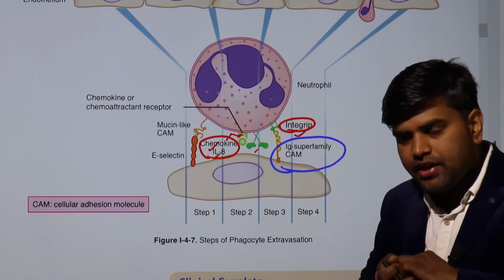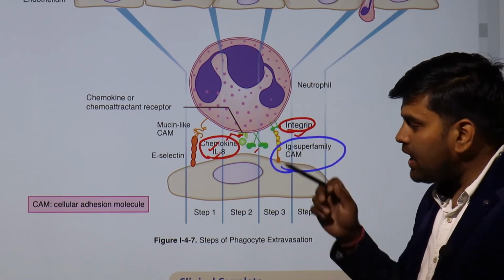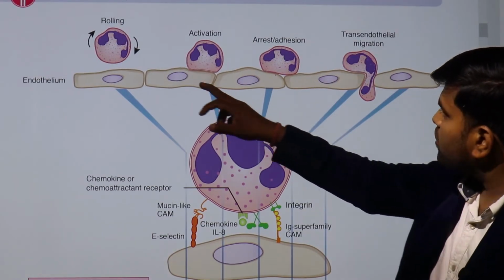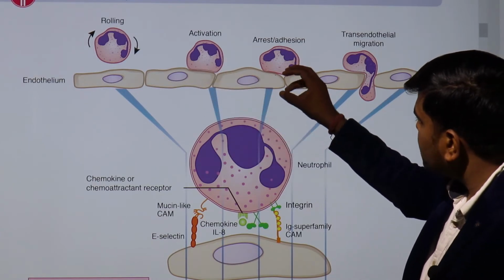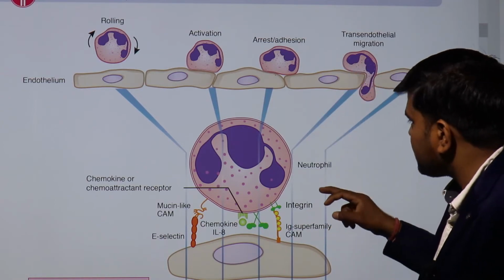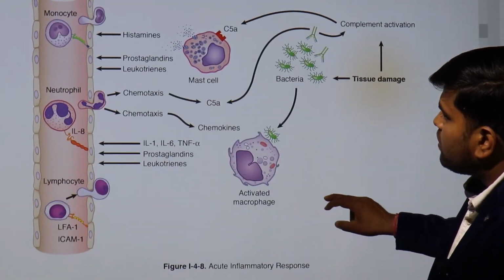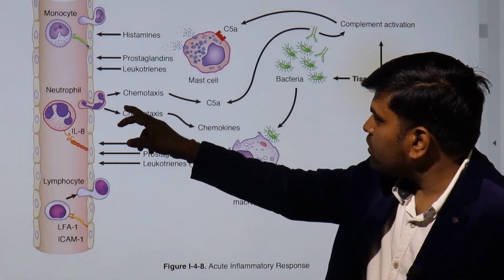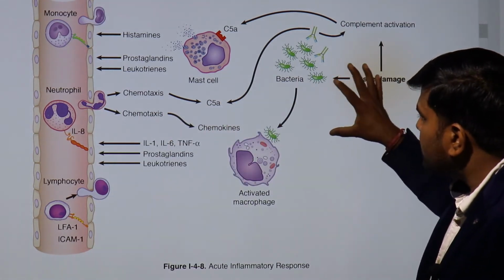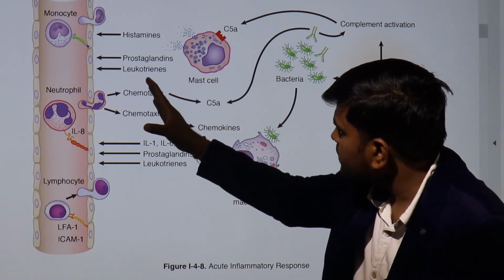Once they bind tightly, the neutrophil has been trapped to the endothelial cell, and then they will actually pass through. You can see this is the rolling, then there will be the activation. There will be arrest by the integrin and Ig superfamily CAM, and then there will be transendothelial migration. So they will migrate. Once they come out, they will go by chemotaxis, because there is tissue damage. There is more chemical present over there, and due to the chemical gradient, here is more, here is a little less, here is a little less, here is a little less.